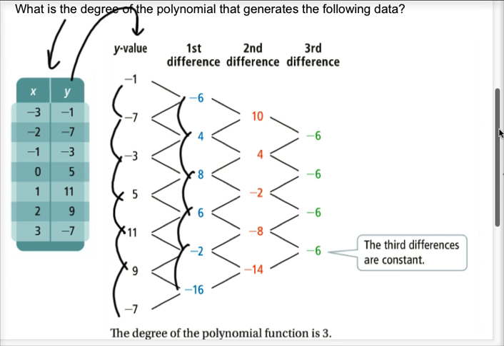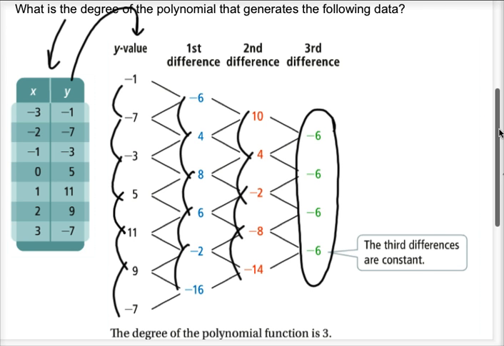So finally, we get to this column. 10 down to 4 is minus 6. 4 down to negative 2 is also minus 6. Negative 2 down to negative 8 is negative 6. Negative 8 down to negative 14 is negative 6. And now finally, look at the numbers that we generated. Finally, all of those differences are the same.